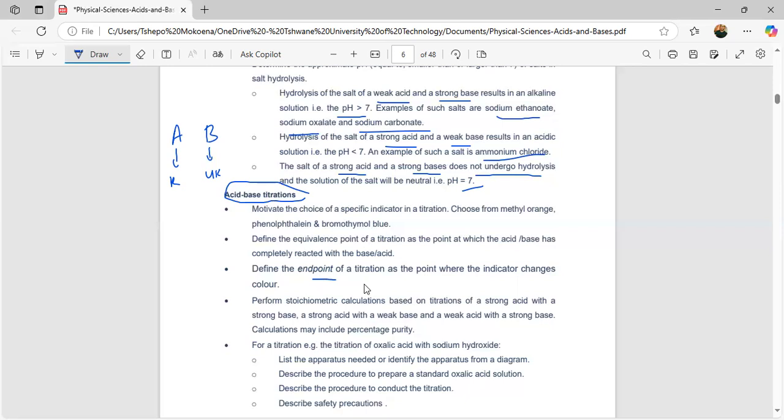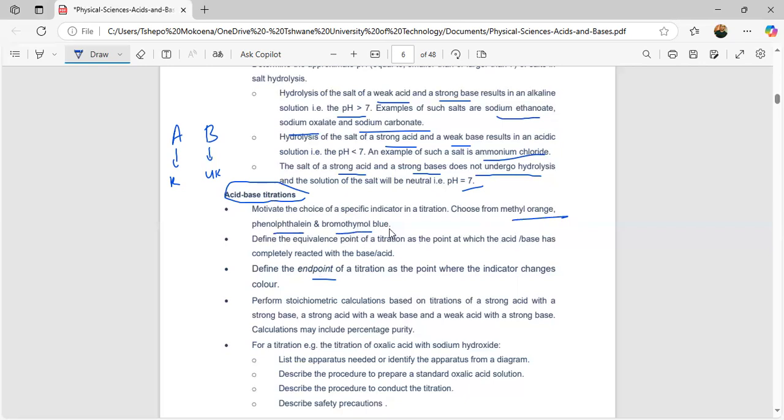Standard solutions, you need to know those terms. Okay, so when we reach the end point, this is the point where the indicator changes. Oh, by the way, we have three types of indicators that we're going to talk about. We have methyl orange, we have phenolphthalein, we have bromothymol blue.